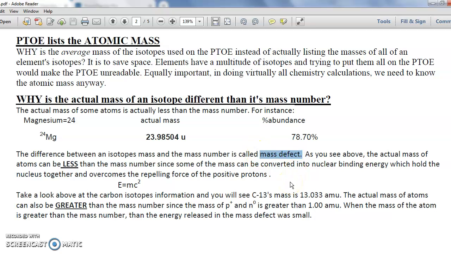We wonder, what is it that holds all those protons and neutrons squeezed together in an incredibly small space? It's called the nuclear binding energy. Some of the mass of the particles is converted to energy by Einstein's E equals mc squared. You need a large force to hold that nucleus together and overcome the repelling force of the positive protons. Atoms that did not release a lot of binding energy as that nucleus formed might still have masses larger than the mass number, if not a lot of that mass was converted to energy.